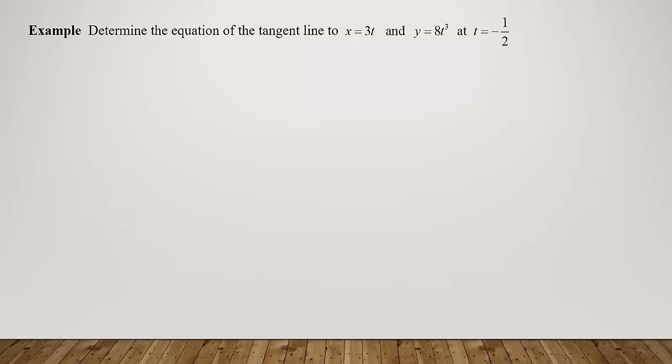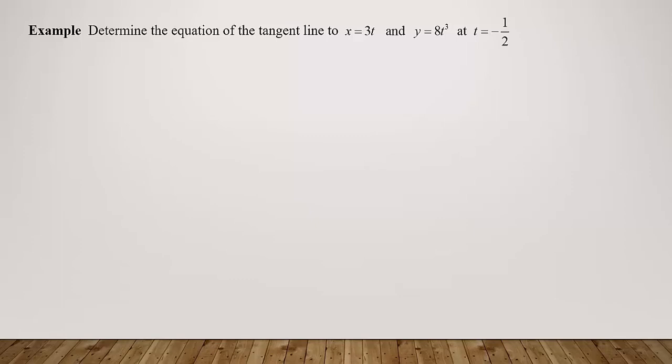Now that we know how to find derivatives, let's find the equation of the tangent line tangent to x equals 3t and y equals 8t cubed. So it's tangent to the curve given by that set of parametric equations. And it's tangent at a t value of negative 1/2. So I'm going to head off to the chalkboard and crank through this example. Then I'll probably have you do a problem, make sure you get it correct.